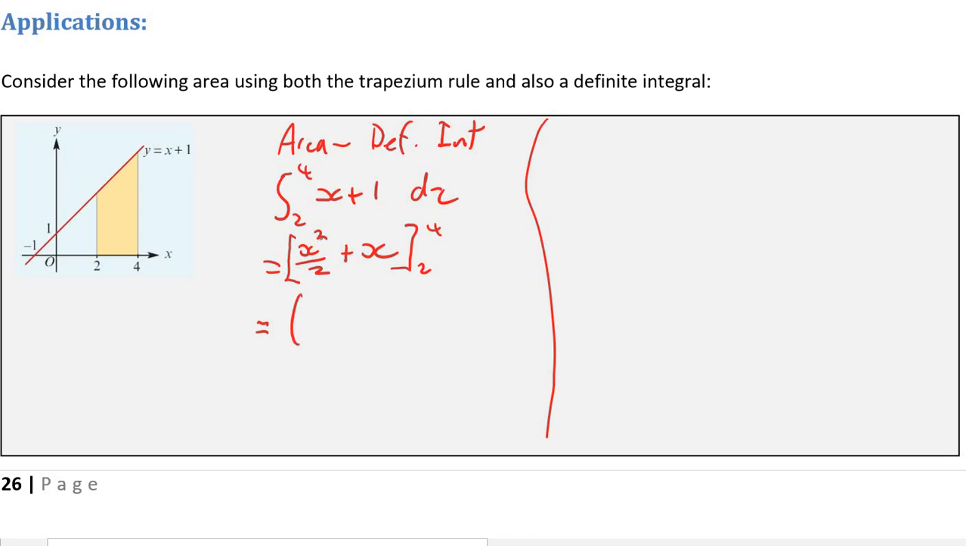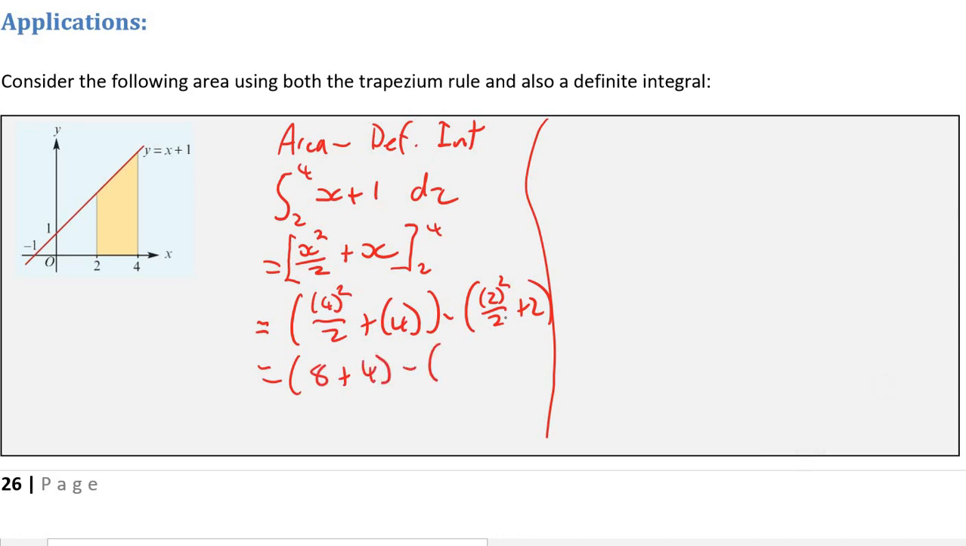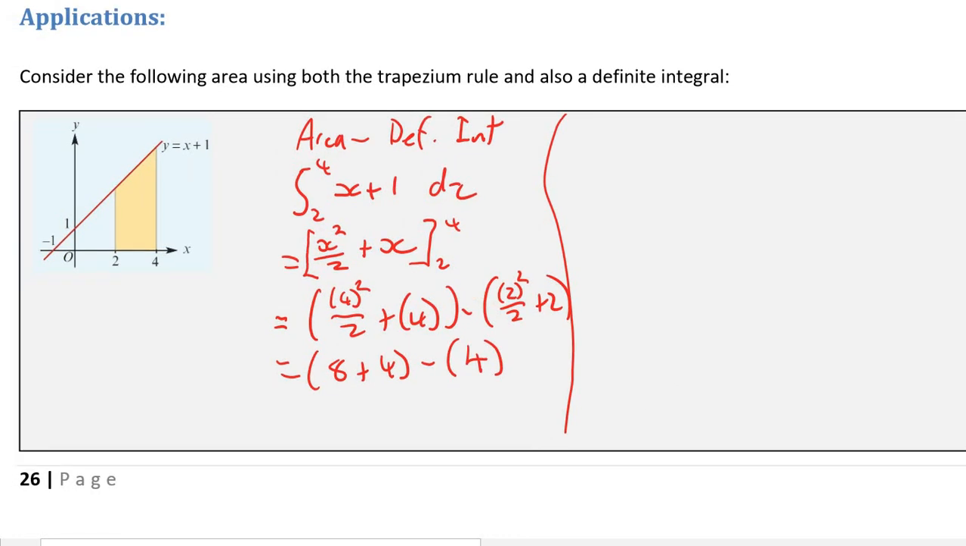Sub it in. So we'll have 4 squared over 2 plus 4, close brackets, minus 2 squared over 2 plus 2. 4 squared is 16, divided by 2 would be 8. 4 minus 2 plus 2. So 8 plus 4 is 12, minus 4 is 8 units squared.